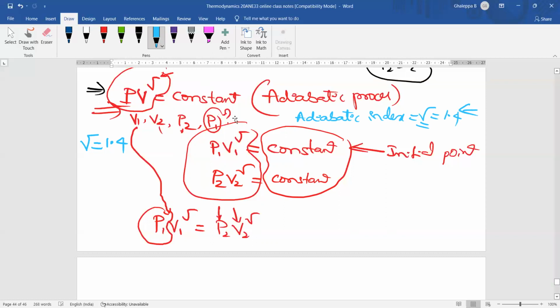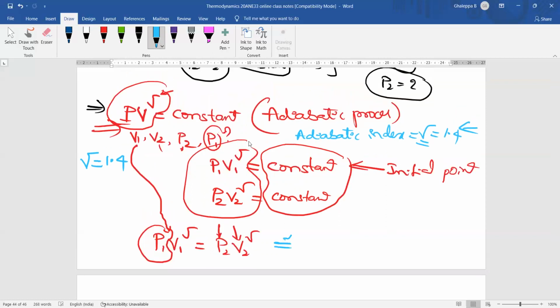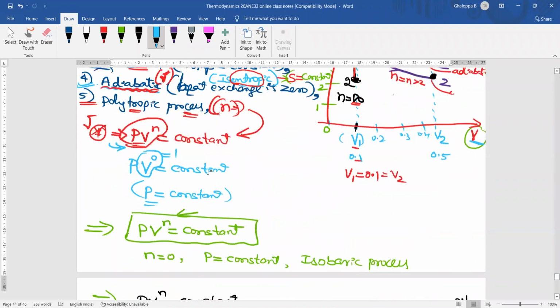Understood? The last one more equation is same. PV to the power of n is equal to constant. What is n, my dear student, here? n is polytropic index. Polytropic index. You understood now? This is little bit tricky. Please watch this video once again and you will understand all this process. It is very important to solve the numericals.